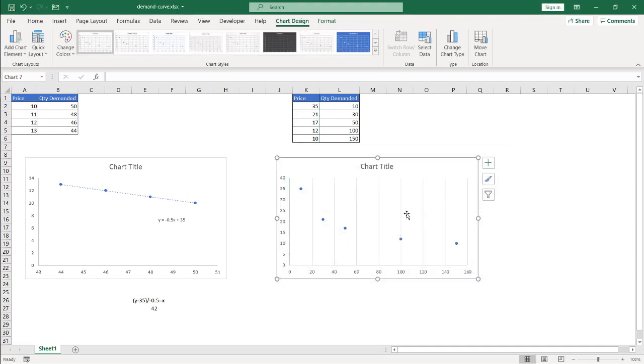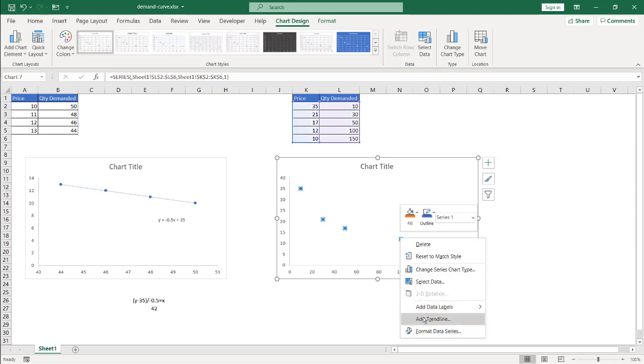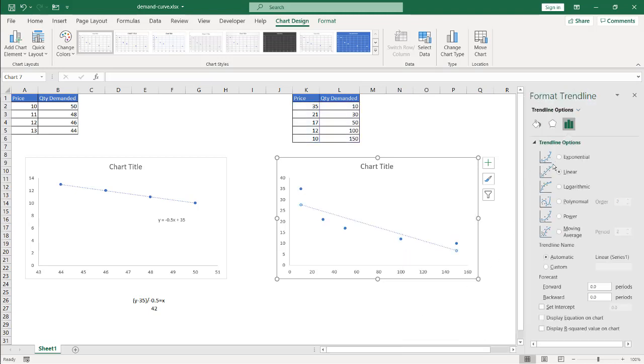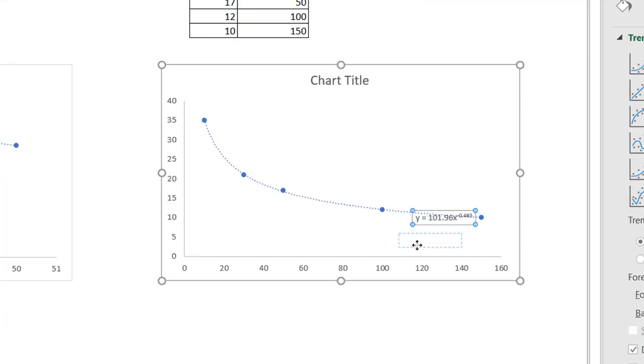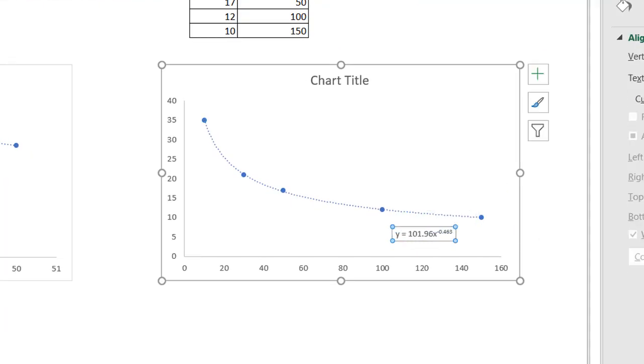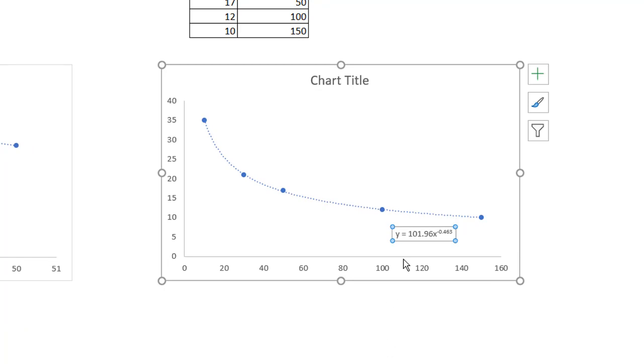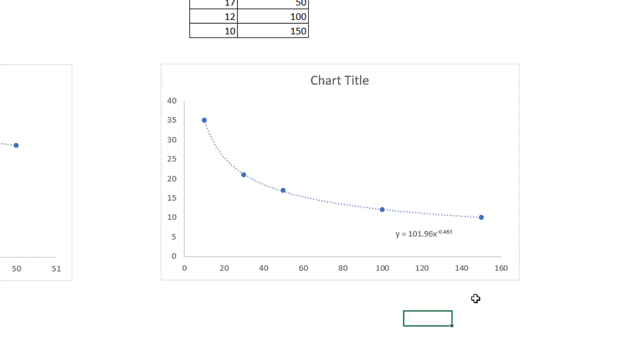delete these grid lines, they're a little bit distracting, and so we can see this does not look like a straight line. So click on one of these, right click, add trend line, and it's not a linear line, it's more of a power line. And for a power demand curve, the equation is a little bit different. It's going to be an exponential equation. Let's move that down there, close that. And so we have our power line and the equation that goes with that.